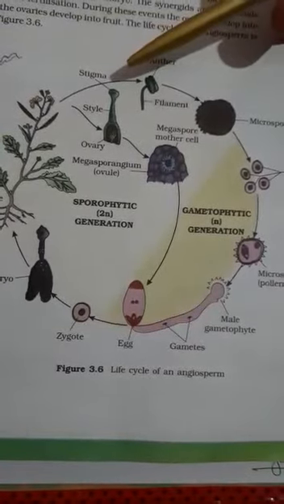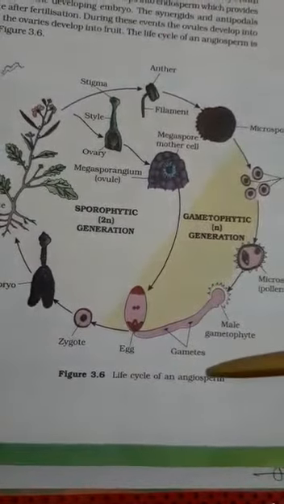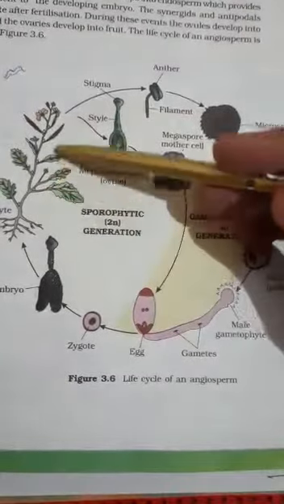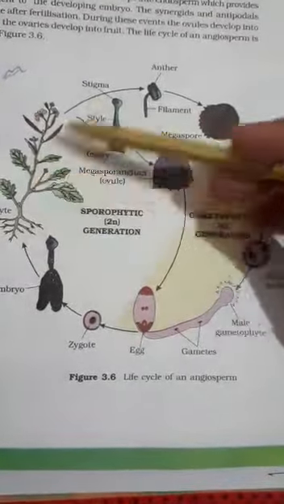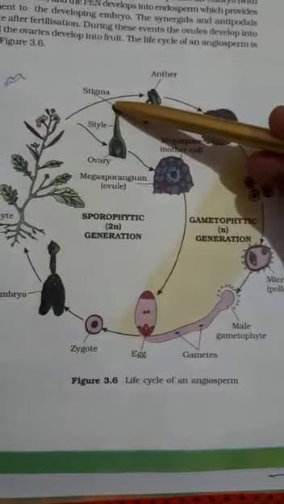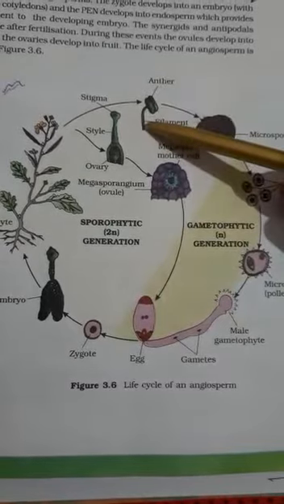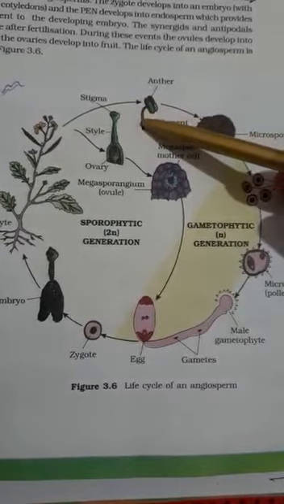Now we will see the life cycle of angiosperm. Here we have a sporophyte plant of angiosperm. The female part is the stigma, you all know. The male part is the anther. Here is the filament to which this anther is attached.